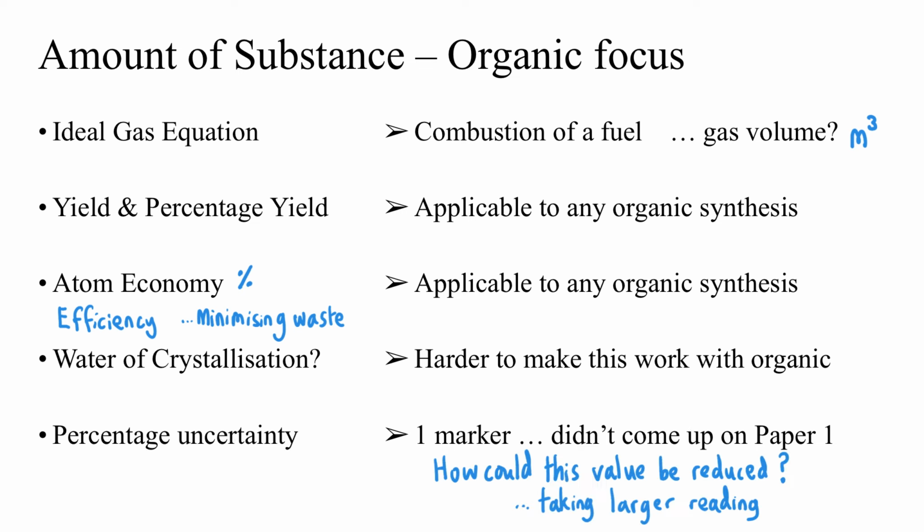Percentage uncertainty is another thing that wasn't on Paper 1, and it's likely that if this comes up, it would only be worth 1 mark, but they could follow it up with a question asking you how a particular percentage uncertainty value could be reduced, and you would need to describe taking a larger reading perhaps because there was a restriction about having to use the same equipment as before.